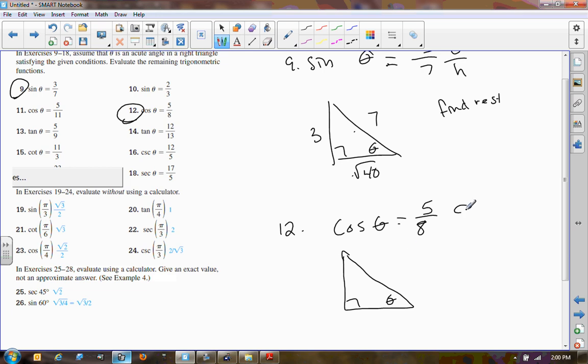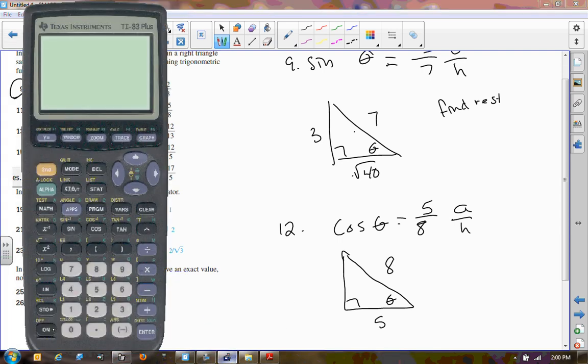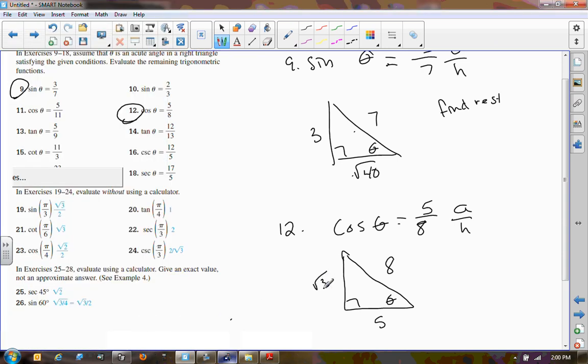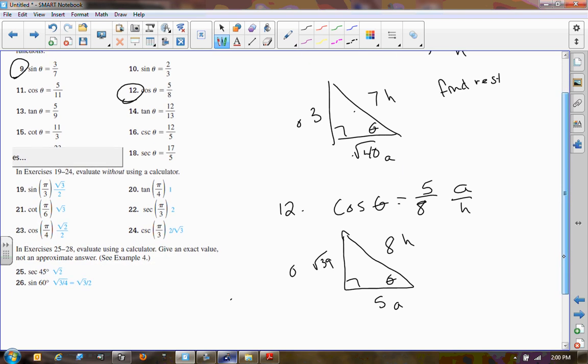So that's A over H. Adjacent is 5. Hypotenuse is 8. Pythagorean theorem. 64 minus 25. Is that 39? 64 minus 25. Square root of 39. Hypotenuse, adjacent, opposite. Fill in the other ratios, sine, cosine, tangent, etc.